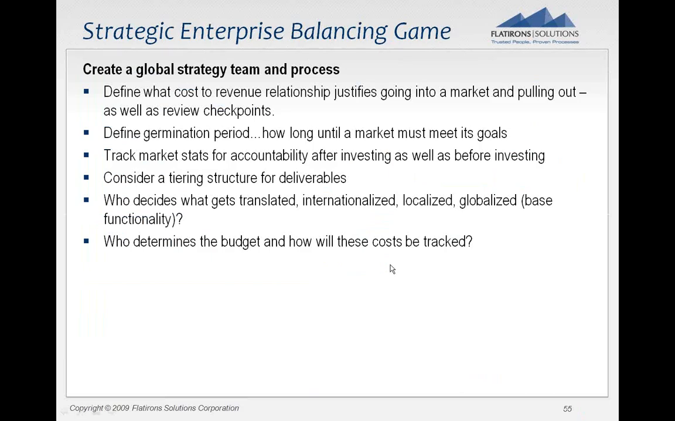So the missing piece that I said up front is a global strategy team who needs to really understand the cost-to-revenue relationship of the market, define a germination period for how long until a market is going to return its investment, and when do you pull out of a market, who decides what gets translated, internationalized, localized, globalized. There are some reasons to try to step that up and make it a cross-functional team as opposed to done within the departments. And then, really looking at translation spend at a budget level that can roll up as opposed to having it buried in marketing cost.